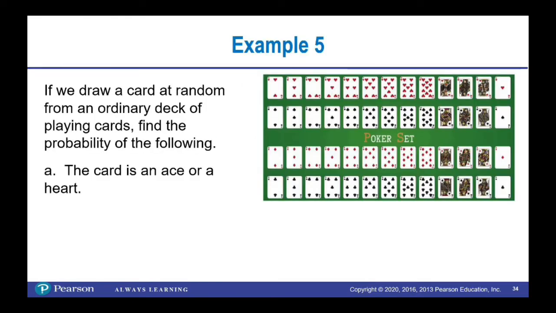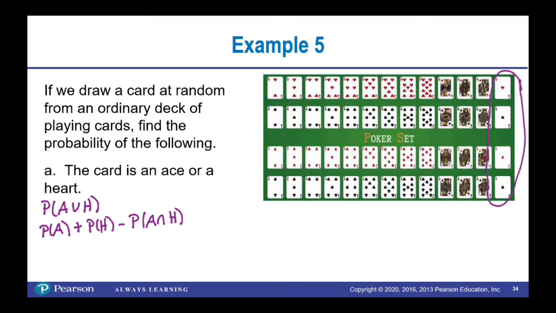And let's suppose I draw a card at random and I want to know the probability that I have an ace or a heart. There's an overlap between these two events. There's at least one card that is both an ace and a heart. So I have to use my new formula. The probability of an ace or a heart, again, that U is a union, is the probability of an ace plus the probability of a heart minus the probability of A intersect H, or A and H are both.